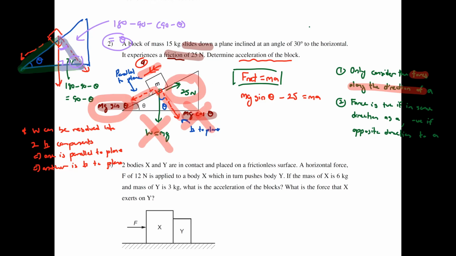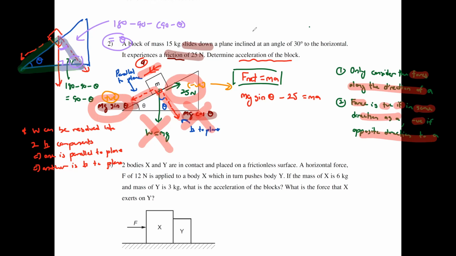Then from there, which one is going to be positive or negative? You just see which one is in the same direction as a. The force will be positive if it is in the same direction as a, but negative if it's in the opposite direction to a. The only one that is in the same direction as a right now is mg sine theta. The one that's opposite to a is the 25 Newton. That's why you get this result here: mg sine theta minus 25 equals ma.